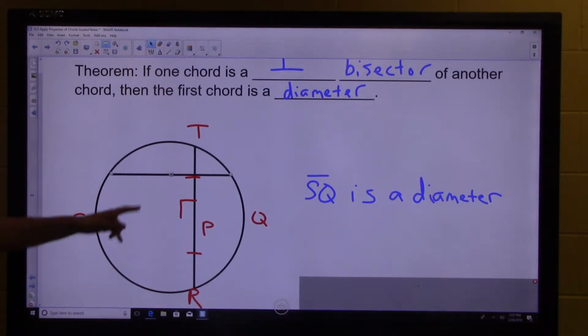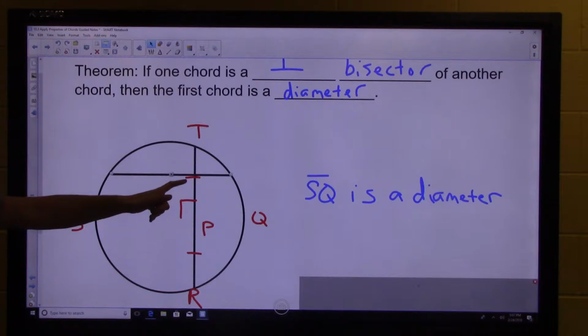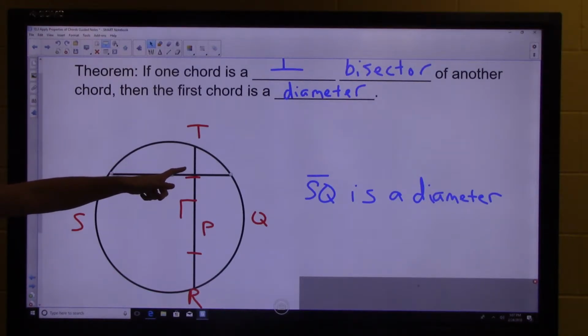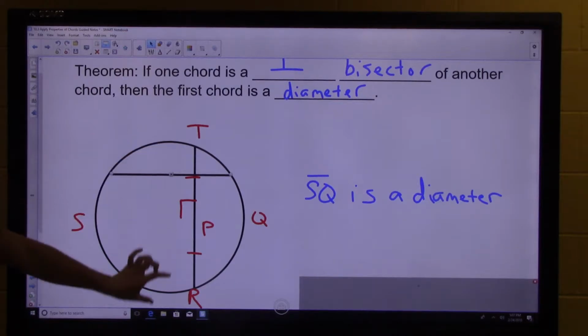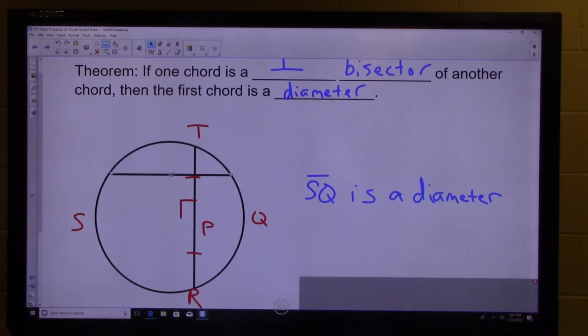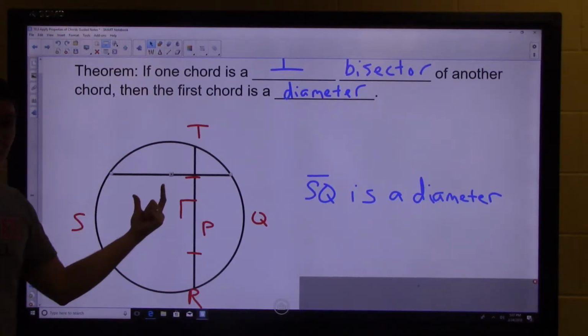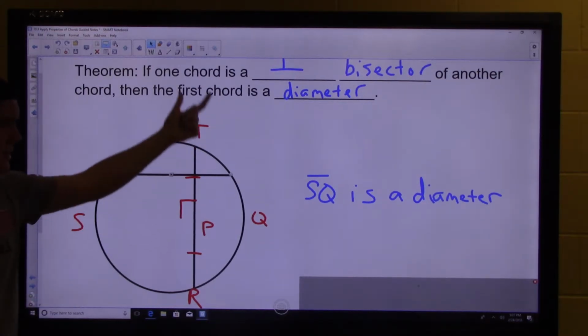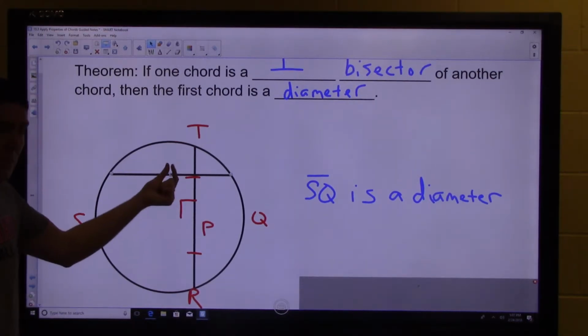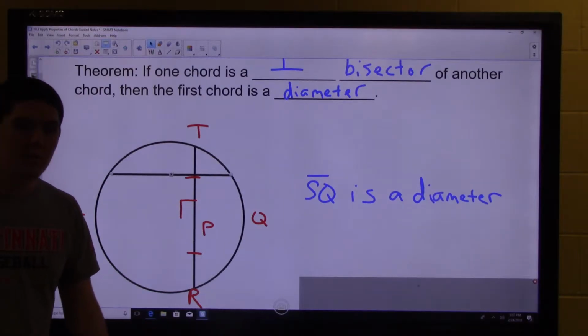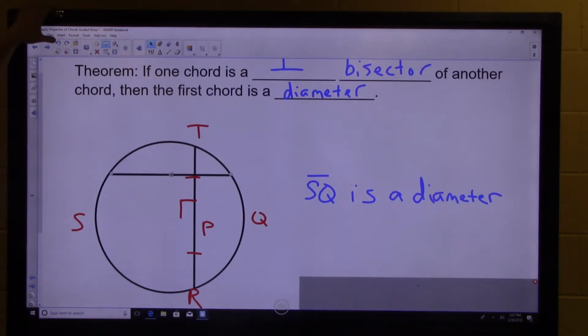Is that going to be a perpendicular bisector anymore? Well, it still might be perpendicular, but hopefully you can tell it's definitely not a bisector anymore. So that's why, obviously, SQ is not a diameter in this case, and it's obviously not a perpendicular bisector either. It might be perpendicular, but it's not a bisector. That's the idea, a way to think about this and a way to remember that this fact is true.